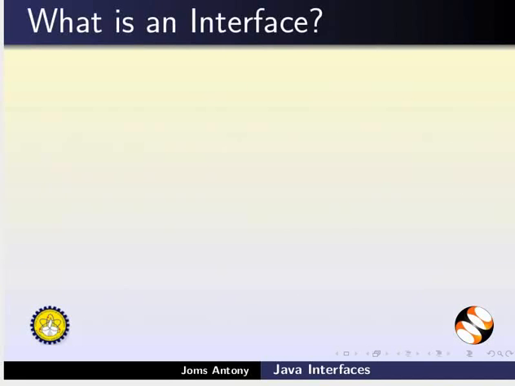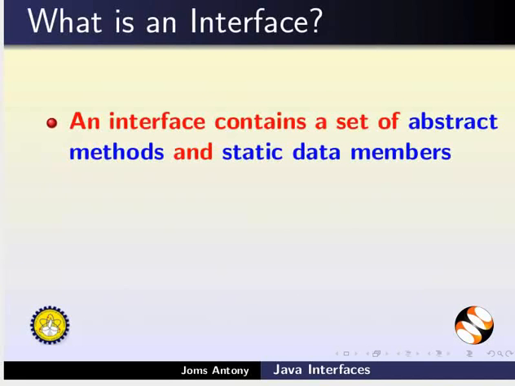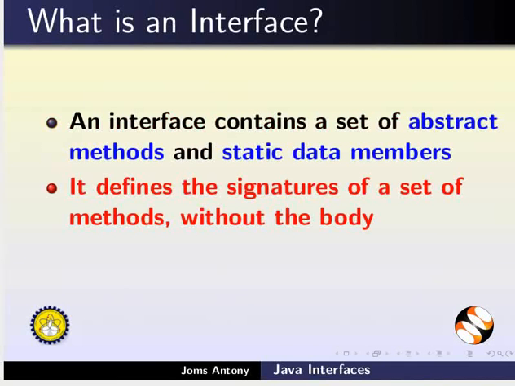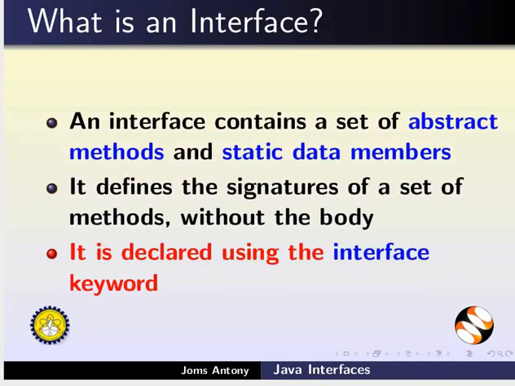First, let us understand what is an interface. An interface contains a set of abstract methods and static data members. It defines the signatures of a set of methods without the body. It is declared using the interface keyword.